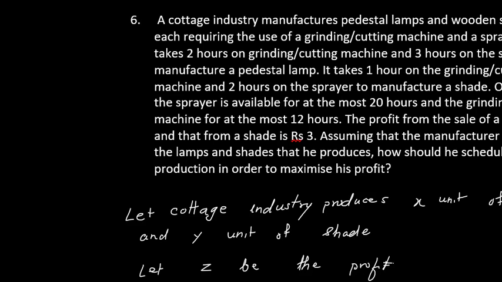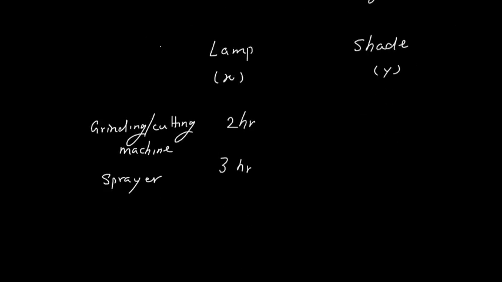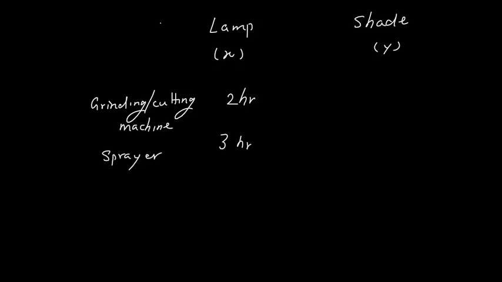It takes 1 hour on the grinding cutting machine and 2 hours on the sprayer to manufacture a shade. So for the sprayer, 1 hour and 2 hours.